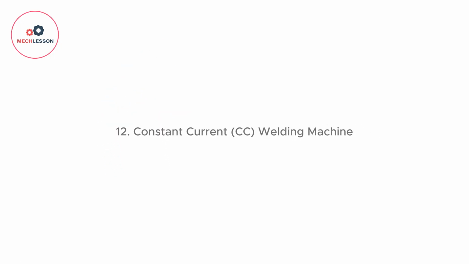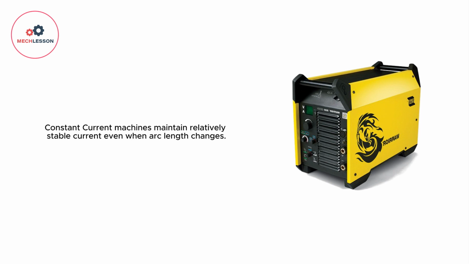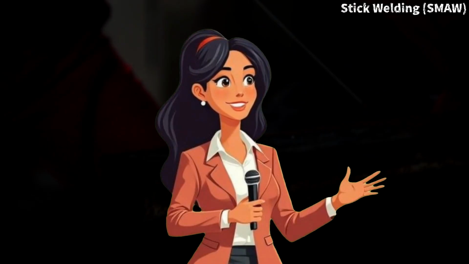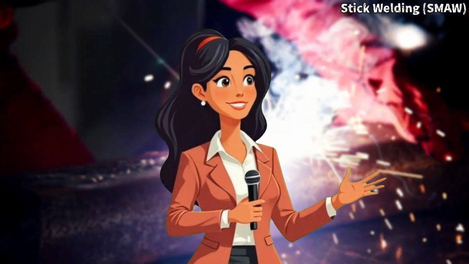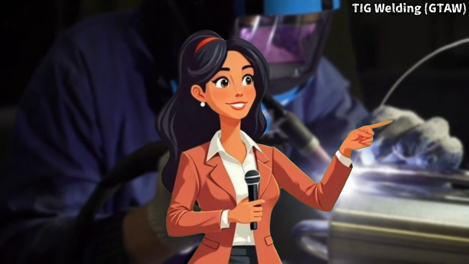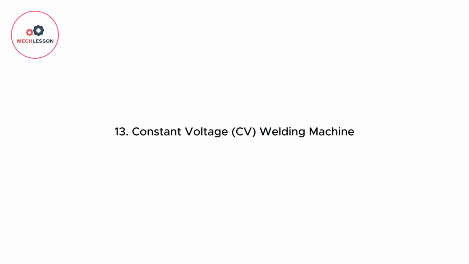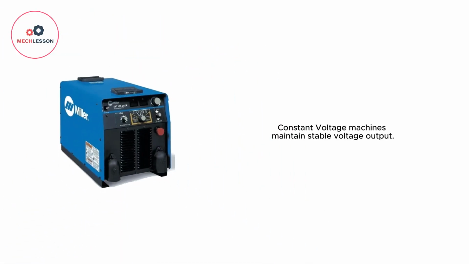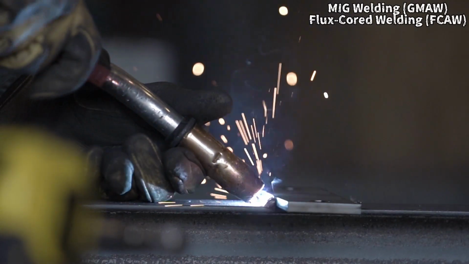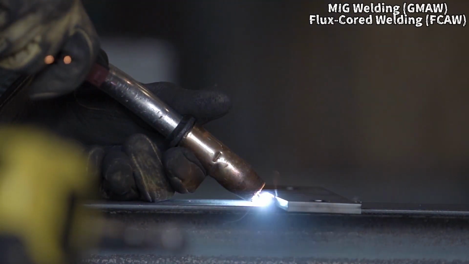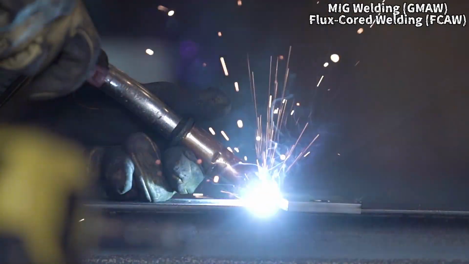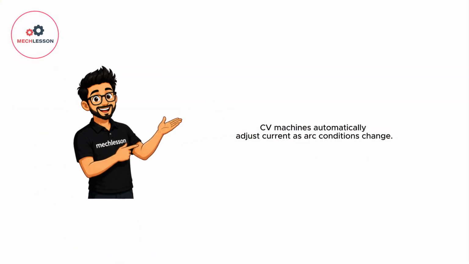Constant current machines. Constant current machines maintain relatively stable current even when arc length changes. These machines are commonly used for stick welding, SMAW, and TIG welding, GTAW. They provide excellent arc control. Constant voltage machines. Constant voltage machines maintain stable voltage output. They're commonly used for MIG welding, GMAW, and flux cored welding, FCAW. CV machines automatically adjust current as arc conditions change.